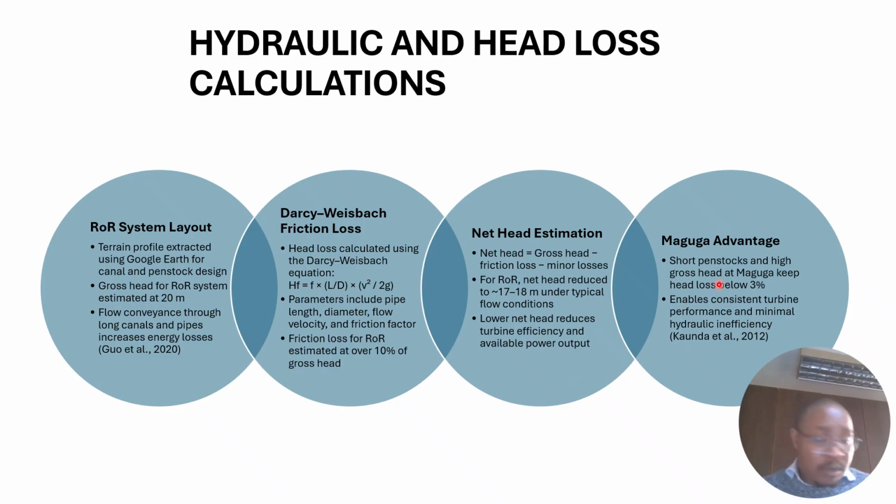And then the Maguga dam advantages: the short penstock and high gross head at Maguga keep head losses low, just below 3. And it also enables consistent turbine performance and maximum hydraulic efficiency.